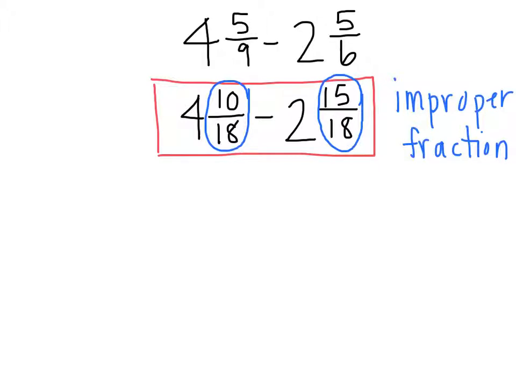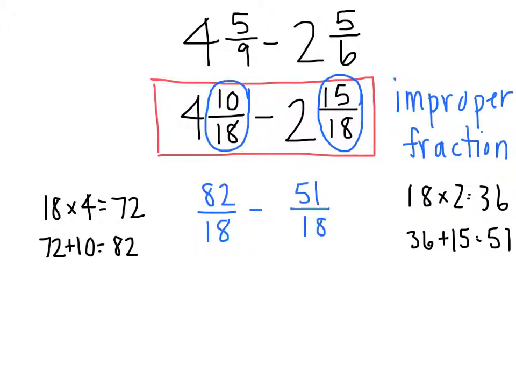If you're not sure how to do that, you should go over and visit the improper fractions and mixed numbers video on the YouTube site. Now that I've changed them over to improper fractions, I see that I have 82/18 minus 51/18, and that's a problem that I'm able to do. I just take 82 minus 51, and that is 31. And then our denominator stays the same because we're just talking about the size of the pieces here.